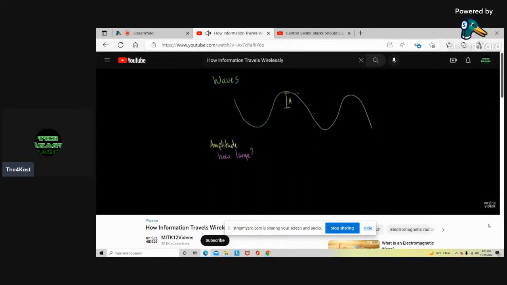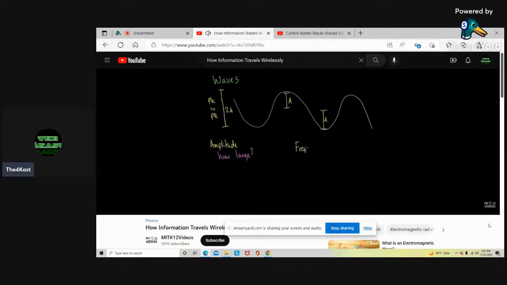So let's say that the amplitude is A. So this distance is A, and obviously this distance is A. And the difference between the peak and the trough, called the peak to peak distance, is equal to obviously 2 times the amplitude, or 2A. So amplitude is a very easy, very intuitive concept about how to characterize how big a wave is.